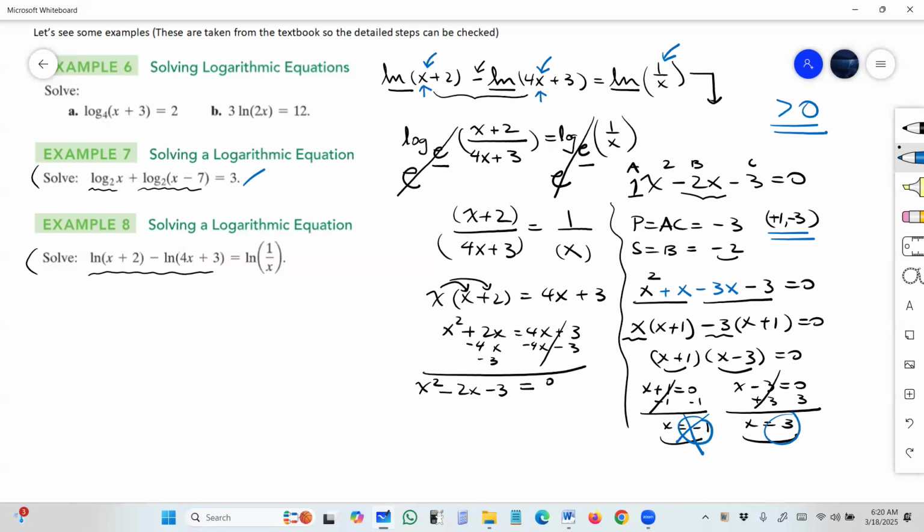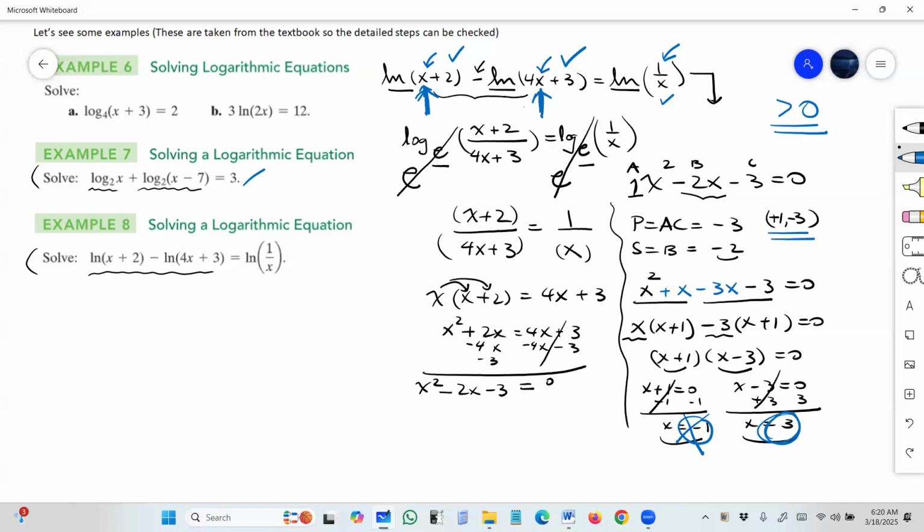So I go back into the first expression. 3 plus 2, 5, okay. I go into the second, 4 times 3, 12 plus 3, okay, that's okay. And 1 over 3 positive, that's okay. All right, so 3 is the answer.